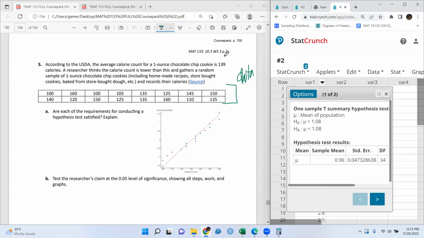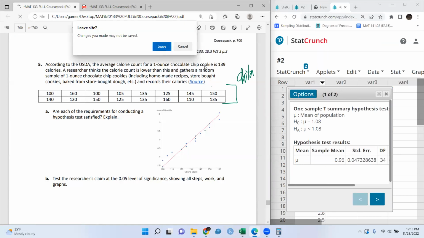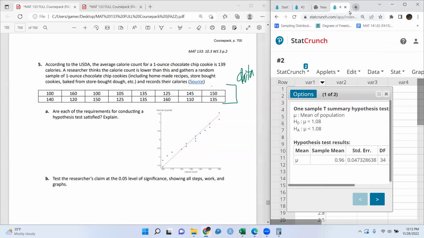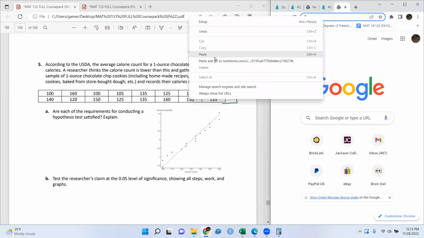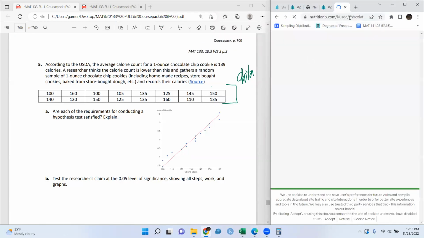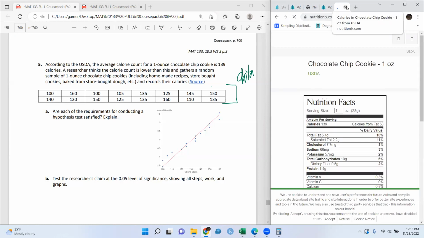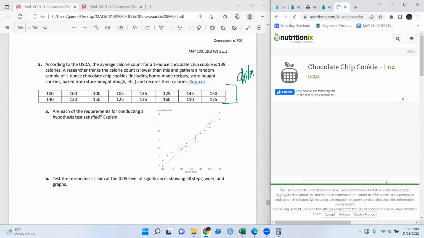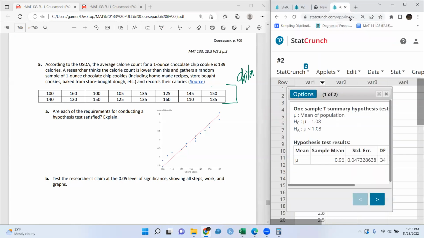Let me see if I can open this up. This may not help you all. It might just be faster to type, but no, I don't want to leave. Copy link, paste. That's not helpful. Okay, never mind. We just got to type the data.